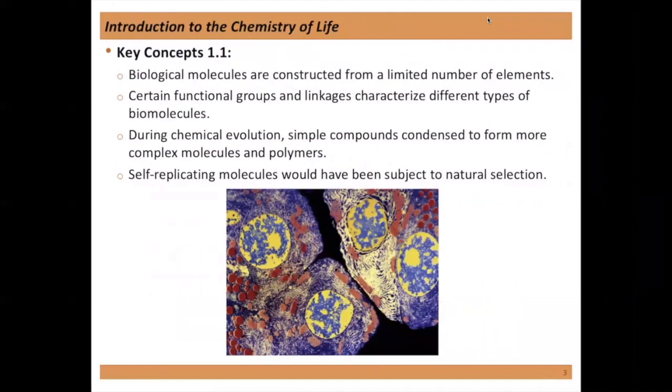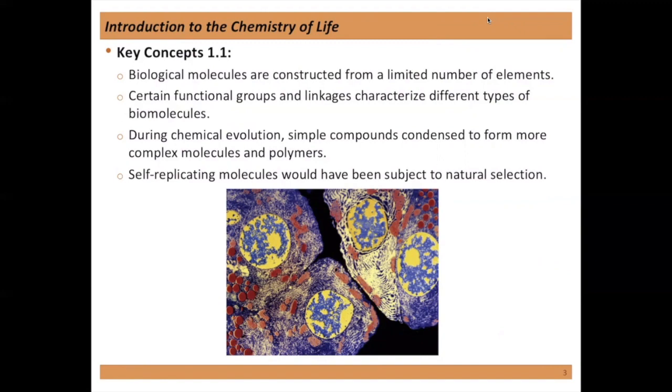And then we have these key concepts. Again, these are found in your book, and you'll also notice that they are listed in the study guide that is posted. So these are the key things that we want to talk about. It'll frame our conversation for this first section. We'll talk about how biological molecules are constructed from a limited number of elements. We'll talk about functional groups, again, a review of general chemistry information. Just talk a little bit about chemical evolution and how we may have got complex biological systems from simple compounds, and then bring up this idea of self-replicating molecules.